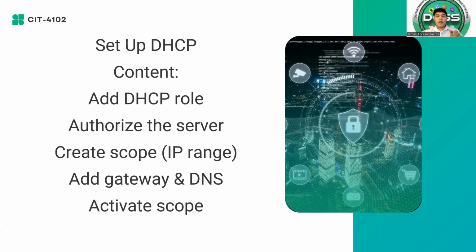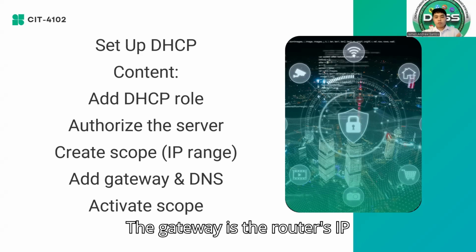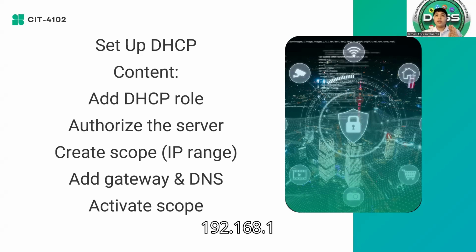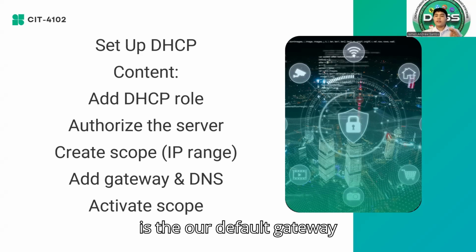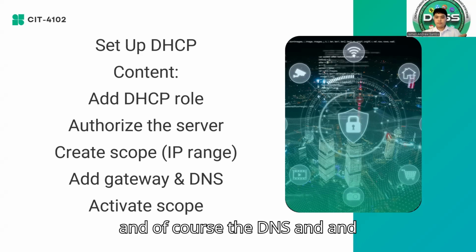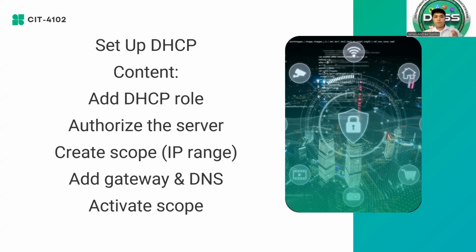And another thing, we also set up the gateway. The gateway is the router's IP address. In this scenario, we can use 192.168.1.1 as our default gateway. And of course, the DNS. And lastly, we activate this scope.